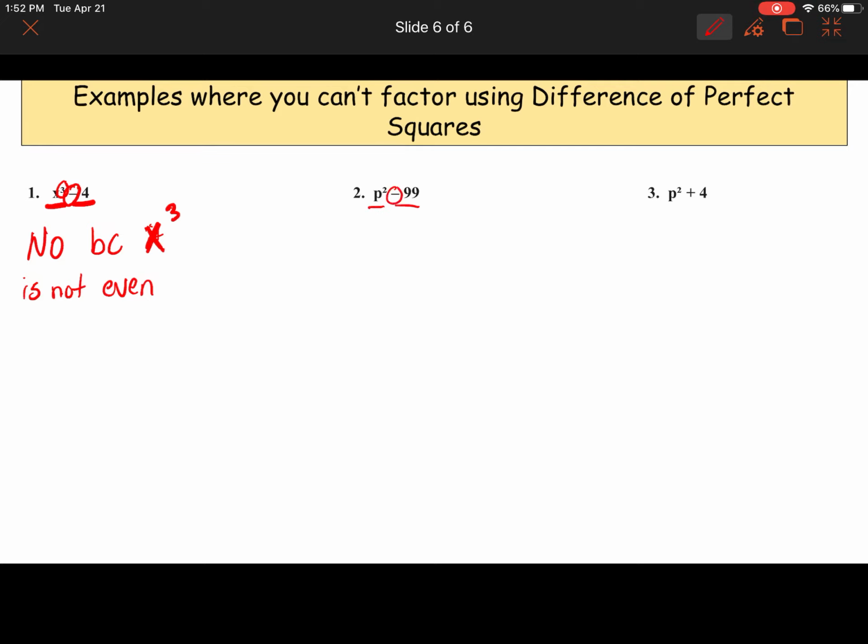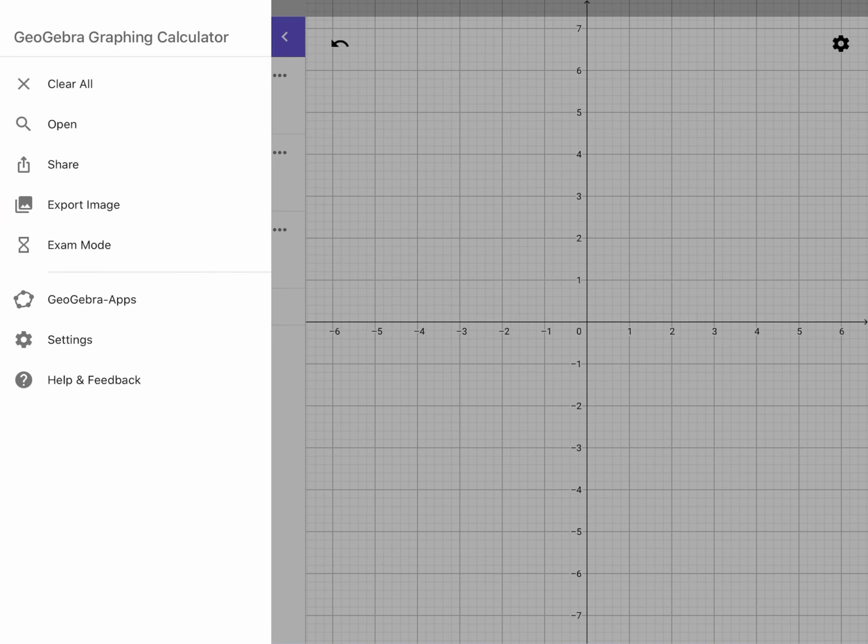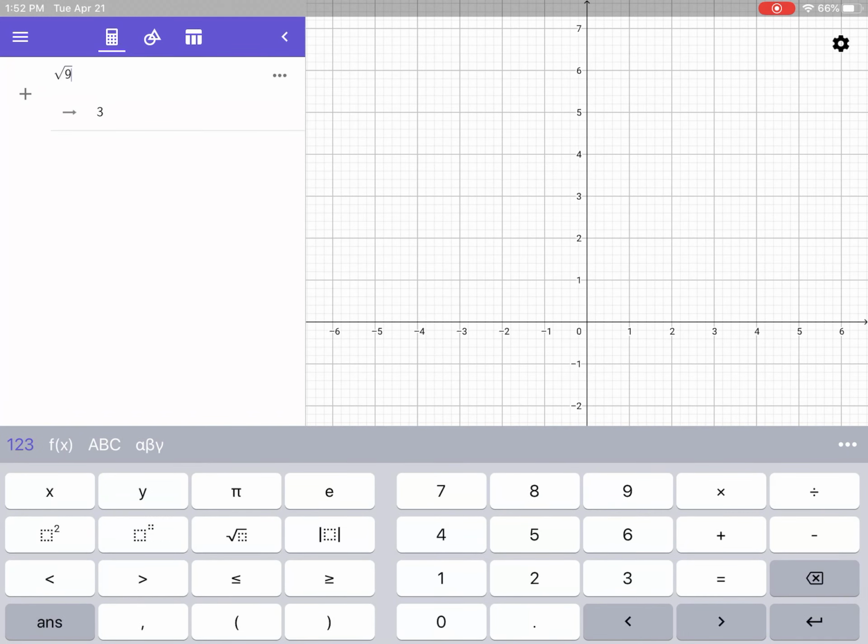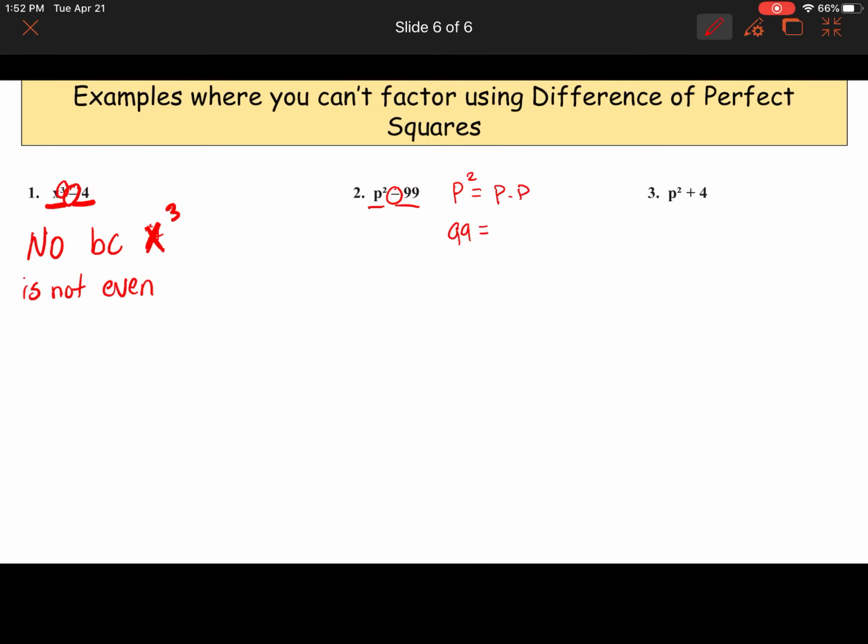Number 2, p squared minus 99. Two terms, good. It has a negative, perfect. Are they both perfect squares? Well, p squared is p times p, that's good. Is 99 a perfect square? I don't know. Let's see. The square root of 99 gives me a decimal. That's not a perfect square, so I can't do this. No, because 99 is not a perfect square.